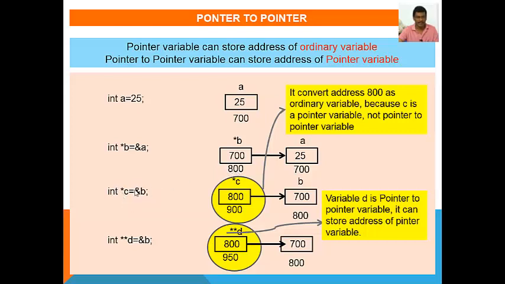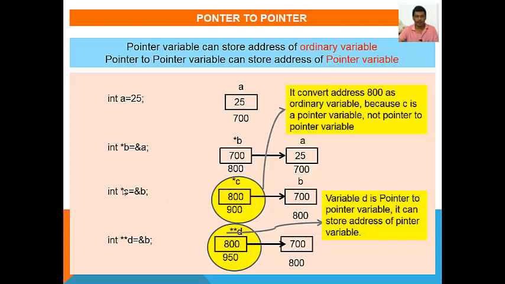C is a pointer variable. Is it possible? Because b is a pointer variable, c is also a pointer variable. We assign the address of a pointer variable to a pointer variable. If we try to do that, it converts address 800 into an ordinary variable address. So that 800 is not the address of a pointer variable.